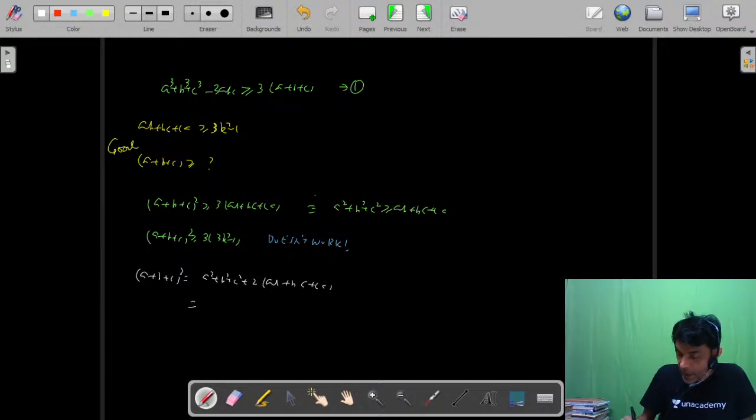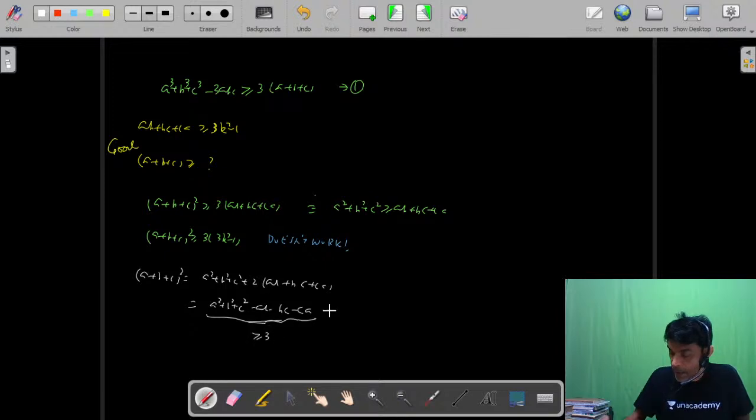Okay, so I write this as a squared plus b squared plus c squared, minus ab minus bc minus ca, because this we know, for integers, this I know is greater than or equal to 3. So let me write that, and plus 3 times (ab plus bc plus ca). Now all is good because I get greater than or equal to 3, and plus this also I know, that is 3 times, and you see this is 3k squared minus 1. So 3k squared minus 1.